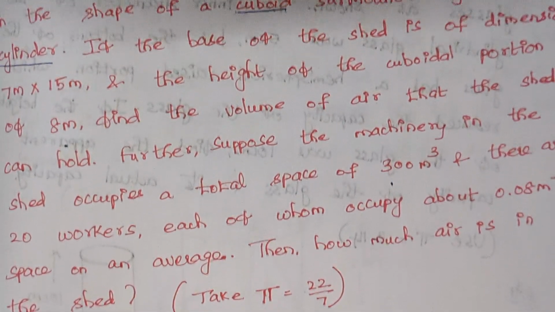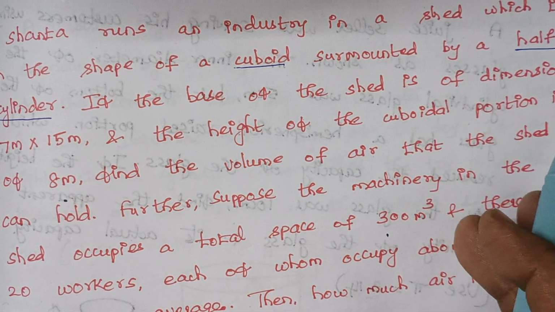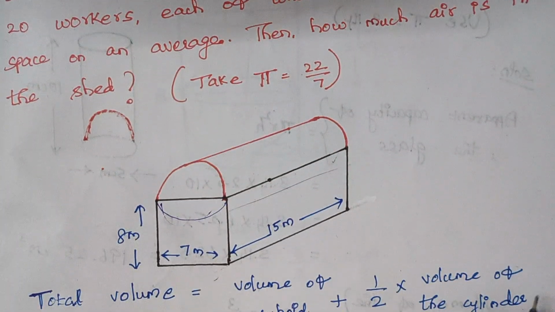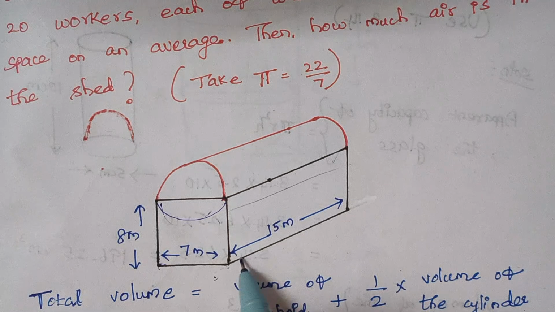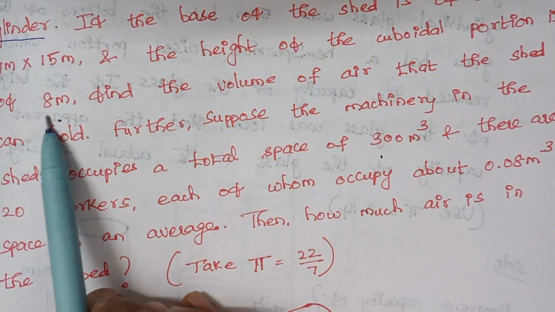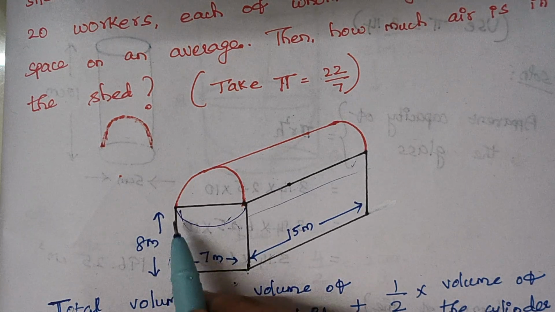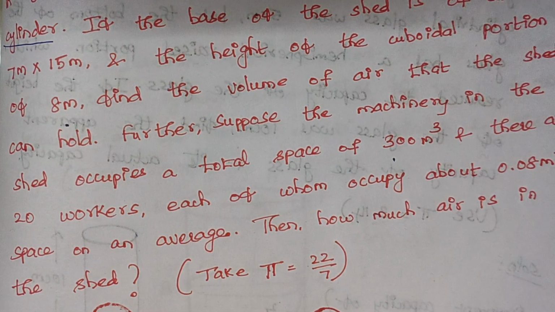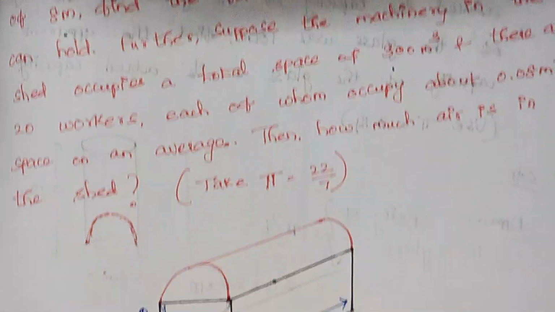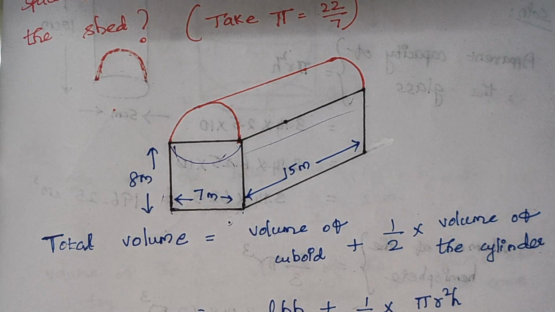And what are the dimensions? You see, the base of the shed is of dimension 7 meter into 15 meter. So here the base, this is 7 meter and this is 15 meter. And again the height is 8 meter. So regarding the cuboid, this is the height, so it is 8 meter. So what do we have to find? The volume of air that the shed can hold. So here we have to find the volume of air.